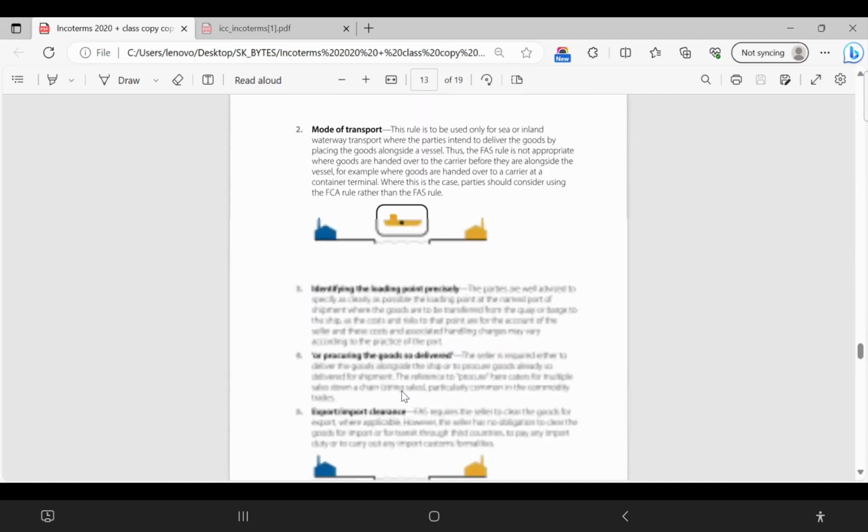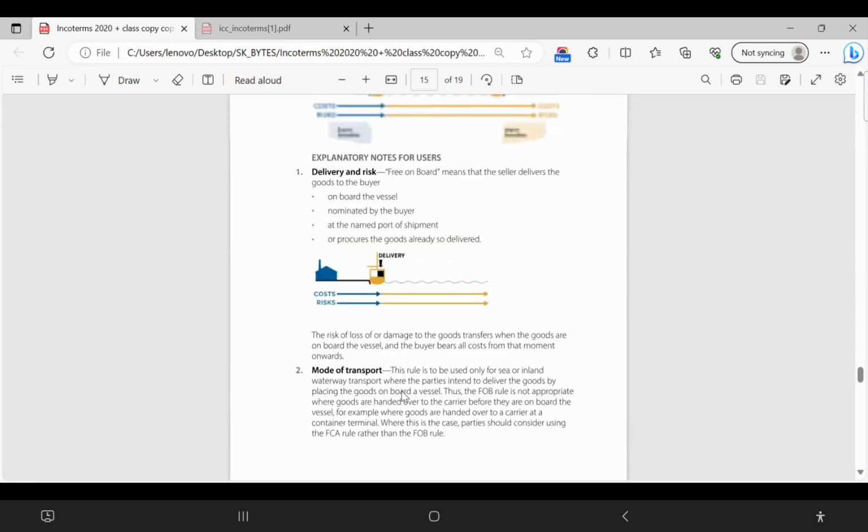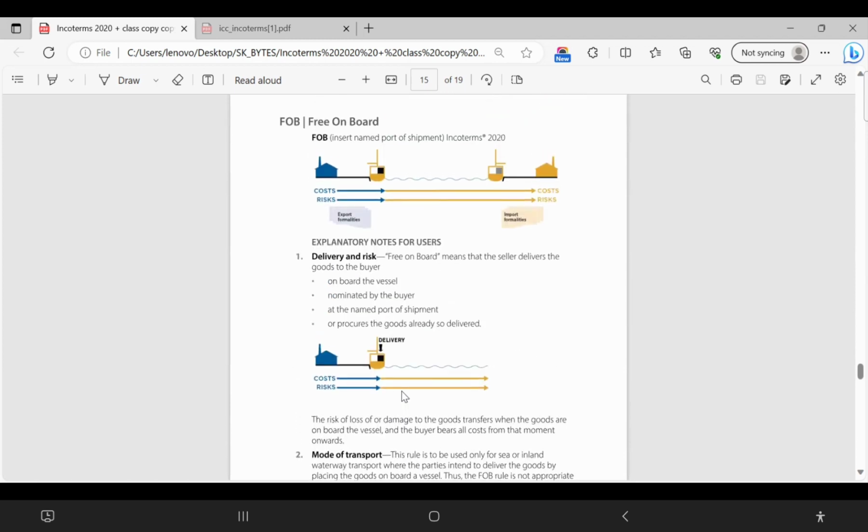Okay, now FOB is very easy. Free on board. Again, free on board also inserts the named port of shipment. Similar to FCA, it is also the named port of shipment. Again, export formalities by the exporter, import formalities by the importer. In earlier cases, goods were placed alongside the ship. That is why it was FAS, free alongside ship. Now it is free on board. Now the goods are onboarded.